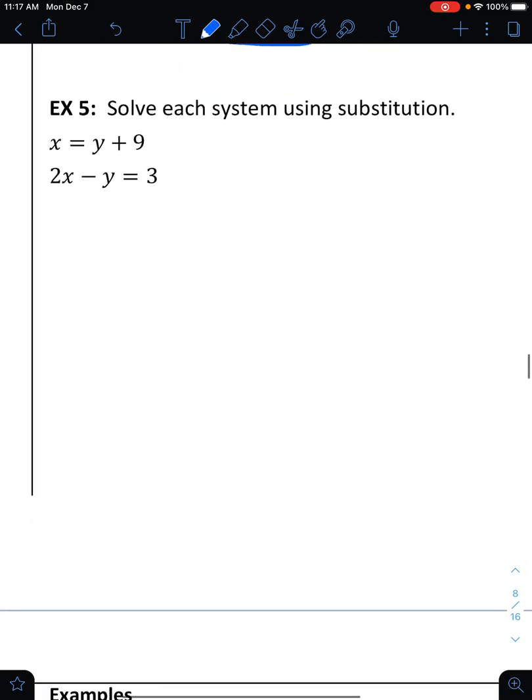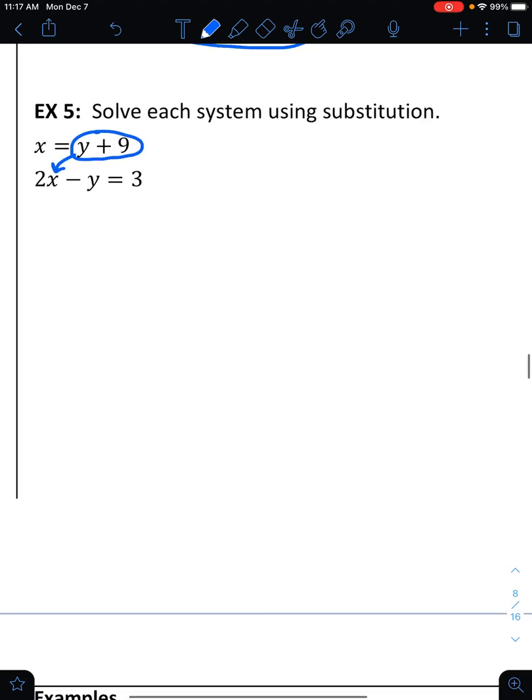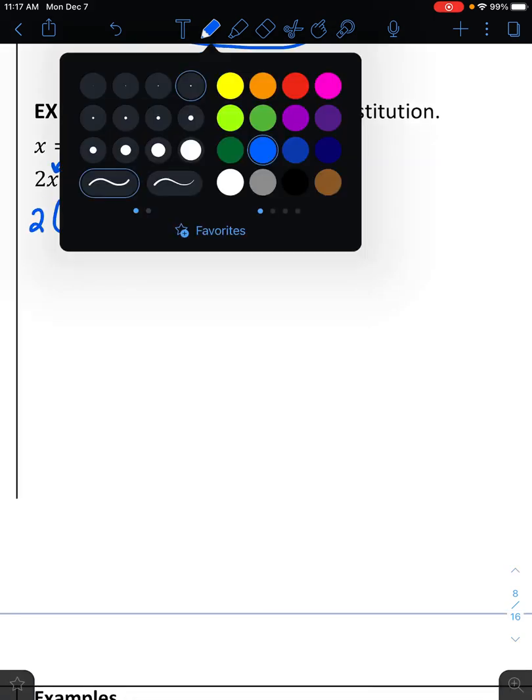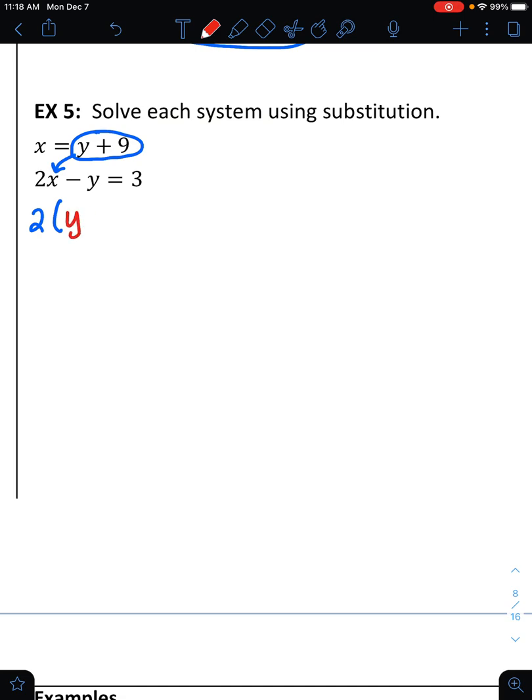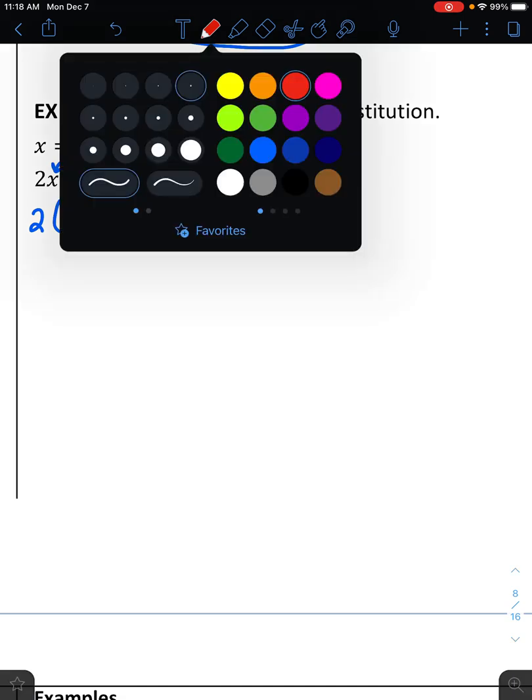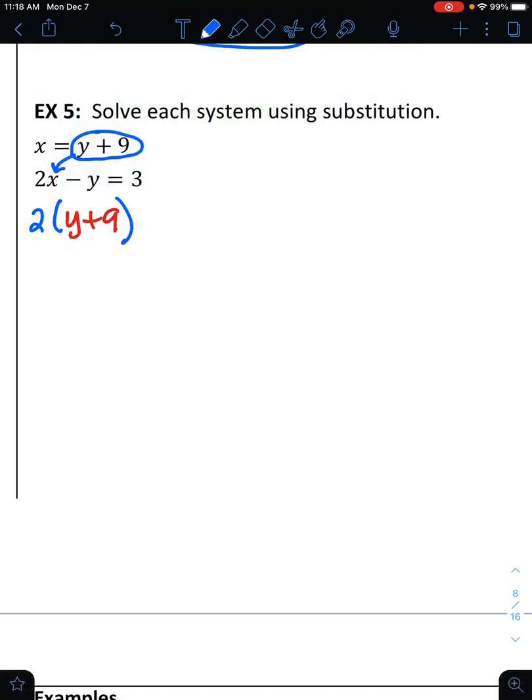Okay, number 5. My isolated variable is in the first equation. So I'm going to take y plus 9, which is the same as x, and it's going to go in place of x here. So I'm going to do 2 times, plug in what x is equal to, y plus 9, and then the rest of the equation says minus y equals 3. And now we have all y's. So let's distribute: 2y plus 18 minus y equals 3.